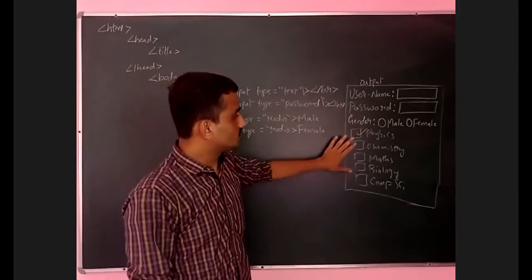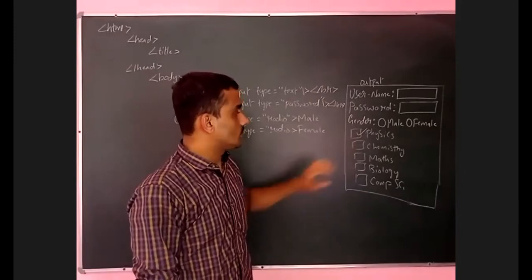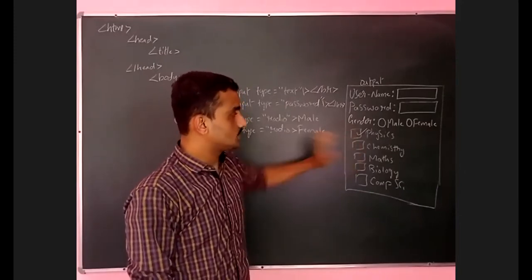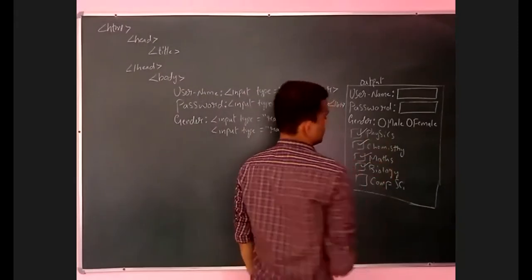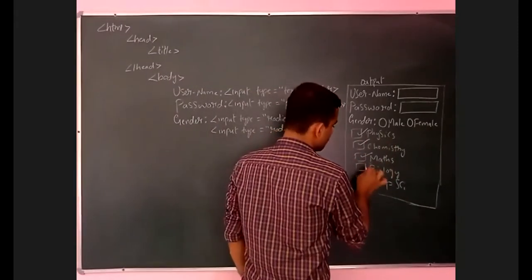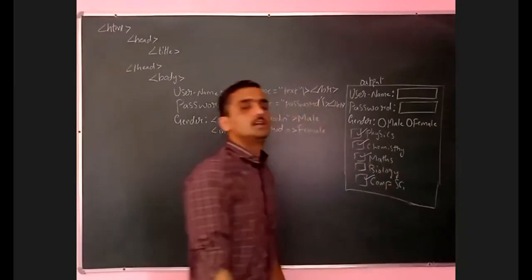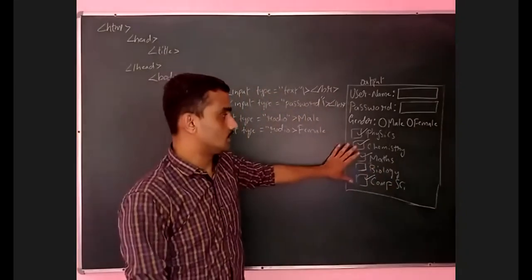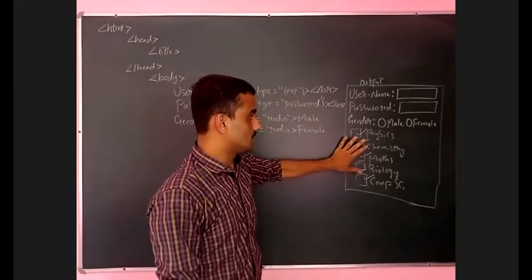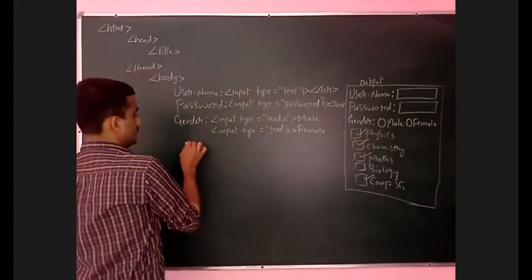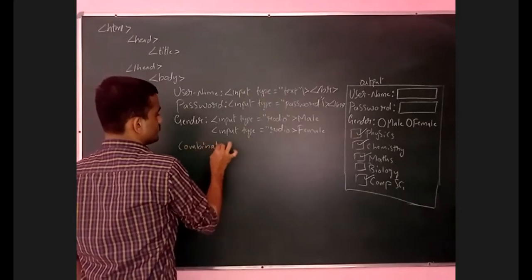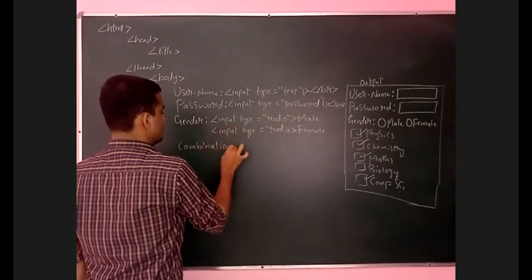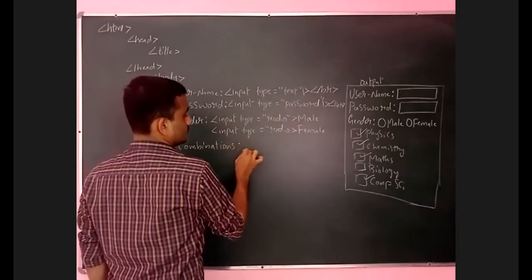If you consider these as the combinations, what combinations can you select? If you are a PCM student: physics, chemistry, mathematics, biology. If you are a PCMC student, instead of biology, you can pick computer science. Like this you can do, right? To make this appear, again you can say combinations.